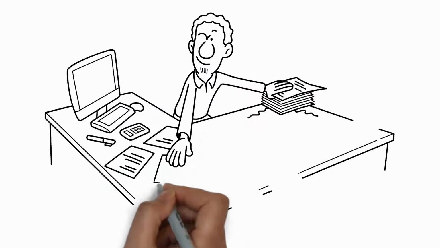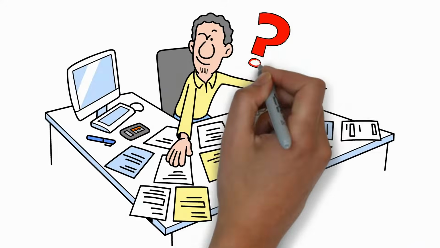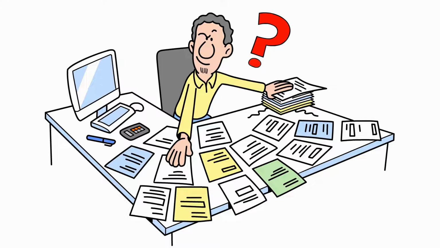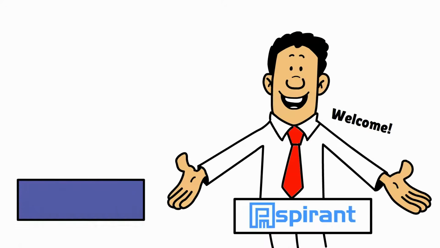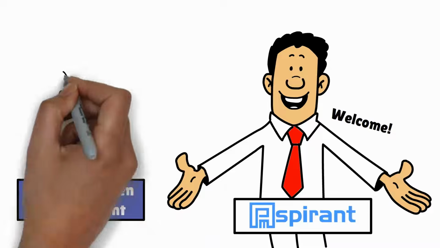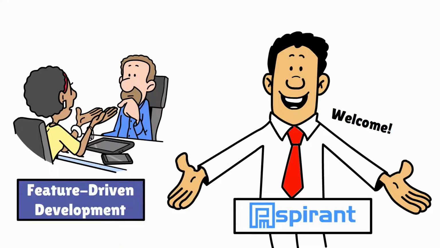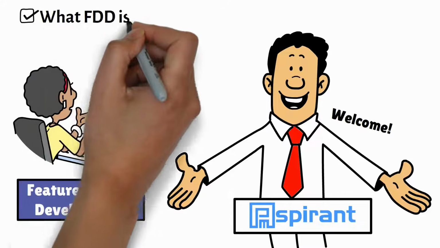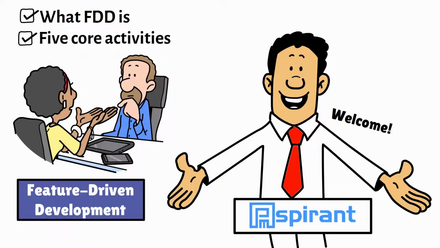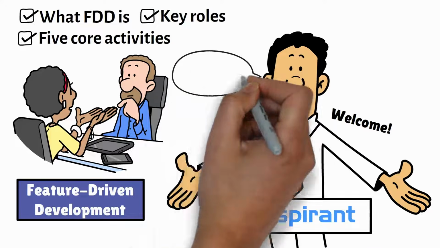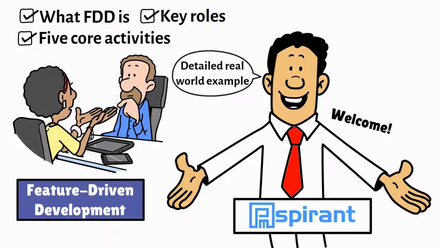Have you ever worked on a software project that became harder to manage the more it grew? In this video, we are going to break down an agile method called feature-driven development, also known as FDD. We will cover what FDD is, the 5 core activities that make up the method, the key roles involved, and a detailed real-world example that brings everything together. By the end, you will understand how FDD works and why it can be especially helpful for large, complex projects where coordination and structure matter.